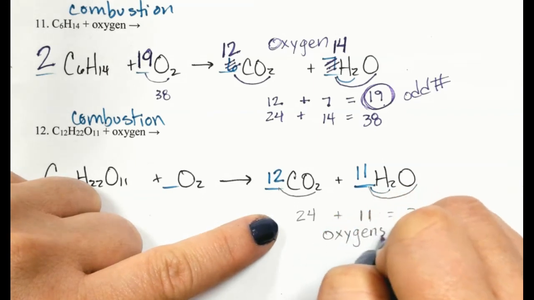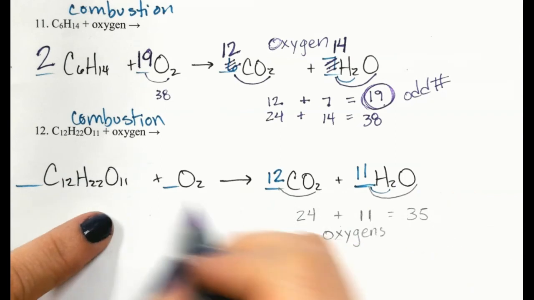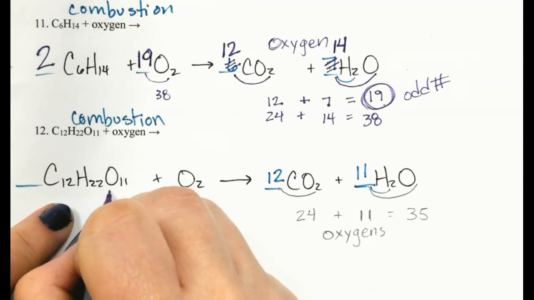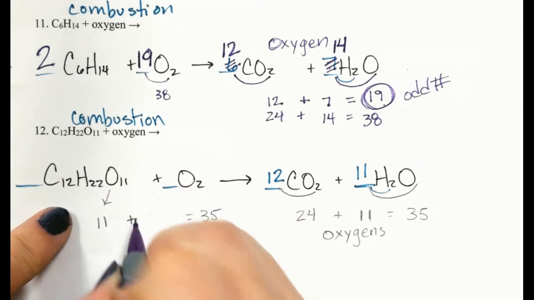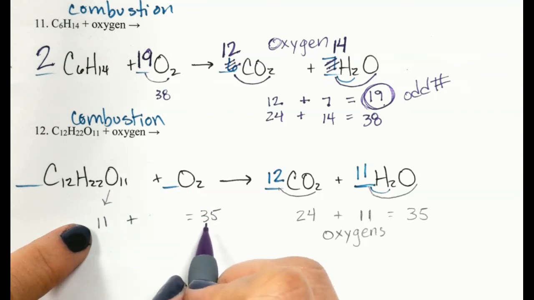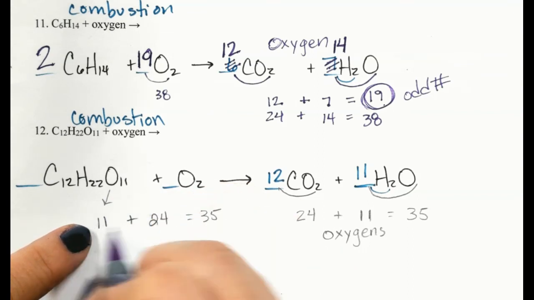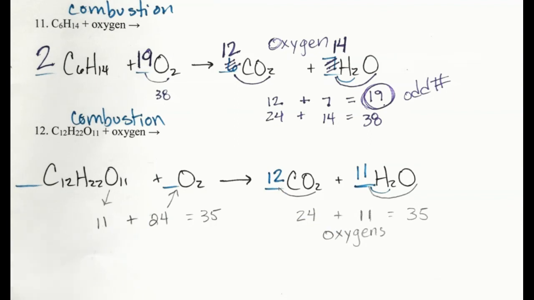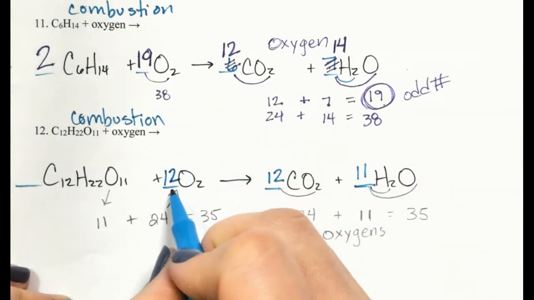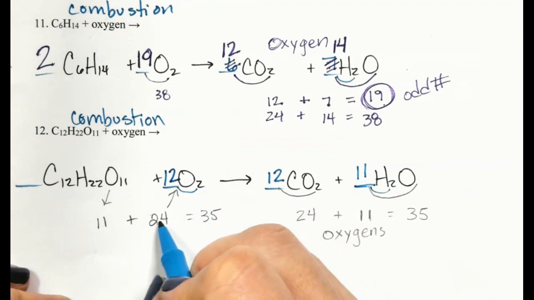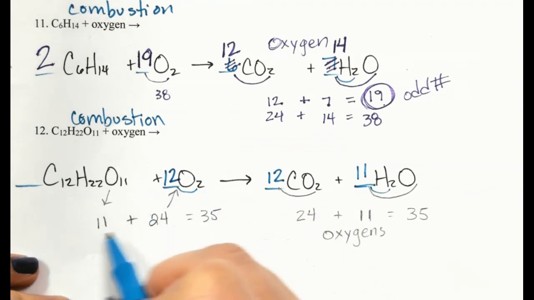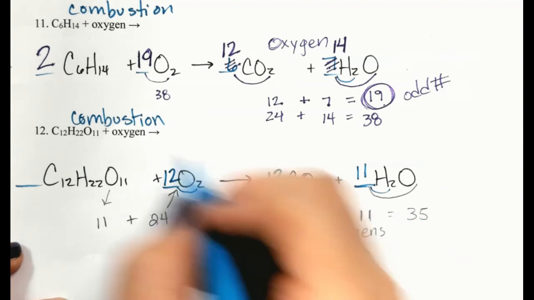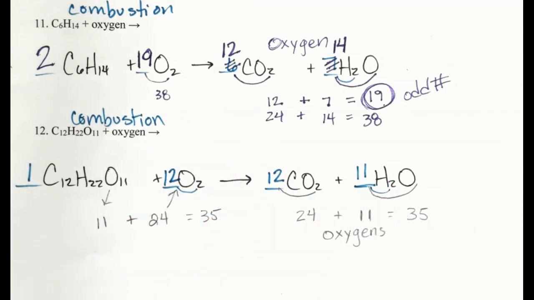Remember, this is all to balance the oxygens. On the left side, I need a total of 35 oxygens, and notice here so far I have 11. So 11 plus what is going to equal 35? 24, right? 11 plus 24 equals 35. So I need this one to be equal to 24, and I can do that easily by putting a 12 here because 12 times 2 is going to equal this 24. So I have 11 plus 24 equals 35, which is going to be equal to this 24 plus 11 equals 35. So this is balanced with a 1, 12, 12, 11 ratio.